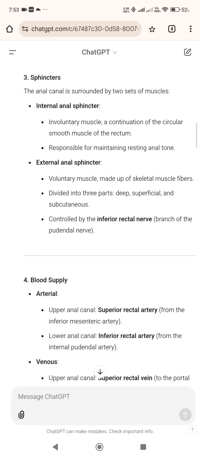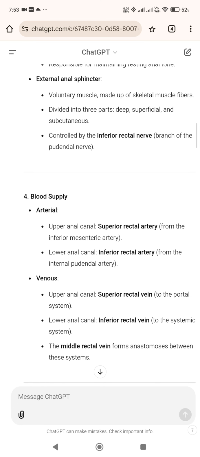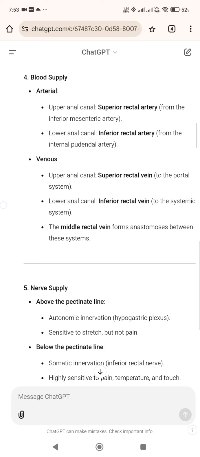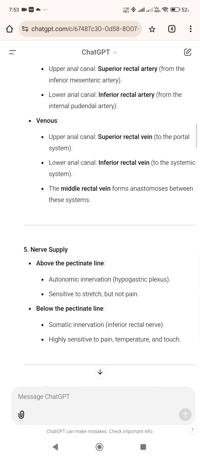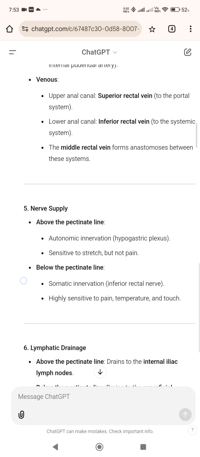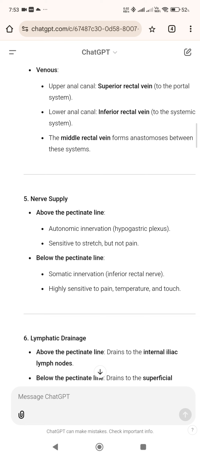4. Blood supply. Arterial: upper anal canal, superior rectal artery from the inferior mesenteric artery. Lower anal canal, inferior rectal artery from the internal pudendal artery. Venous: upper anal canal, superior rectal vein to the portal system. Lower anal canal, inferior rectal vein to the systemic system. The middle rectal vein forms anastomoses between these systems.